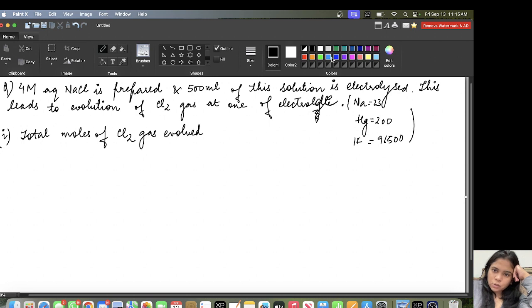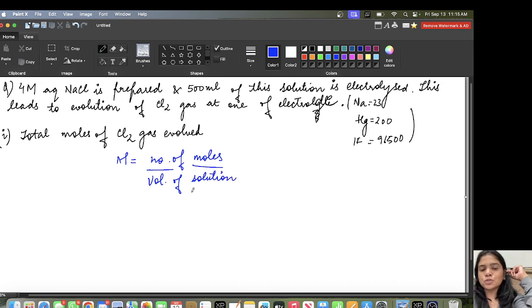Total moles of Cl2 evolved. This directly you can do it. You know molarity equals moles of solute dissolved in a liter of solution, right? Number of moles dissolved in volume of solution. How many moles are given to you? Number of moles is given mass by molar mass, or we just need to find the number of moles, so we can just keep it as X.